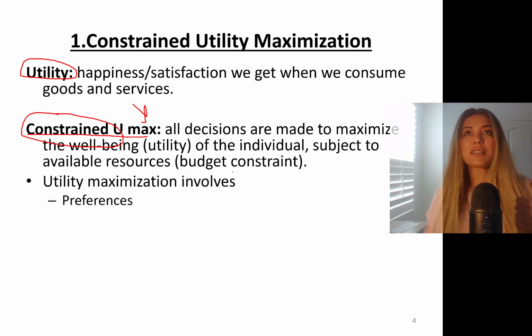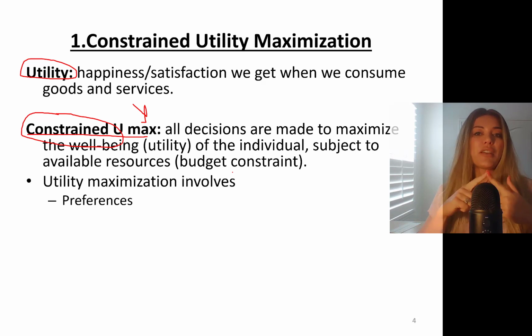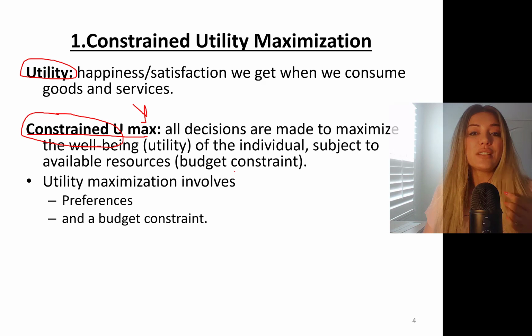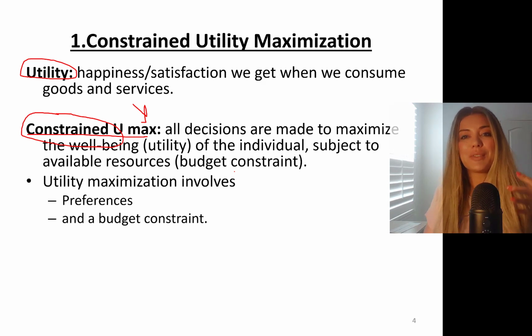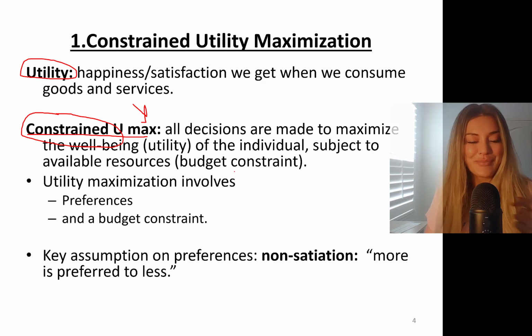Okay, so utility maximization involves, we need to know people's preferences. We are going to see indifference curves will play into that. And you need a budget constraint, right? $5 is my budget constraint. We have monthly budget constraints. We have to pay for lodging, your house, your rental apartment, your car payment, so on and so forth.